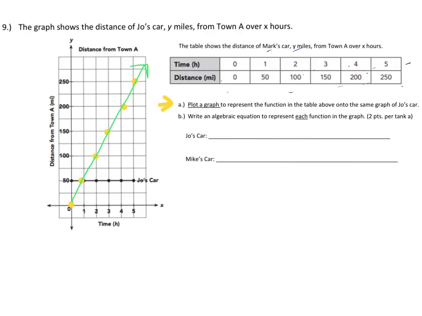Next, we have to write an algebraic expression to represent each function in the graph. Remember, when we write algebraic expressions, we like to write them in y equals mx plus b form. That means we have to figure out what is the slope and what is the y-intercept. So let's look at Joe's car first.